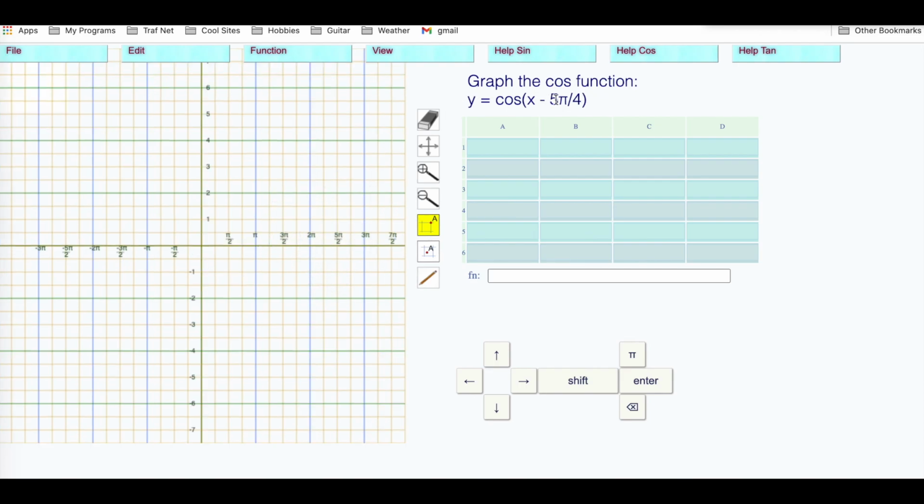The h is positive 5 pi over 4. This is 4 pi over 4, 5 pi over 4 like that. All right, and that is it for level 21.